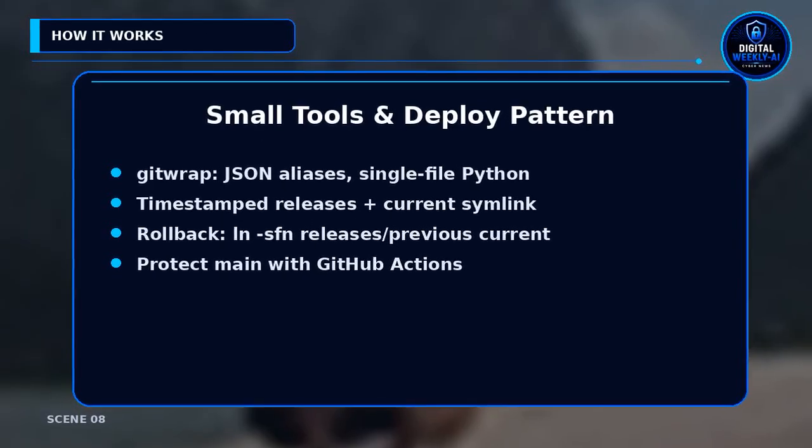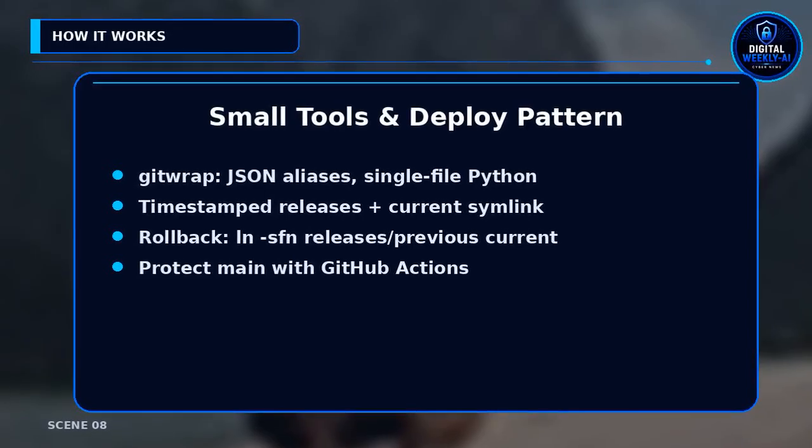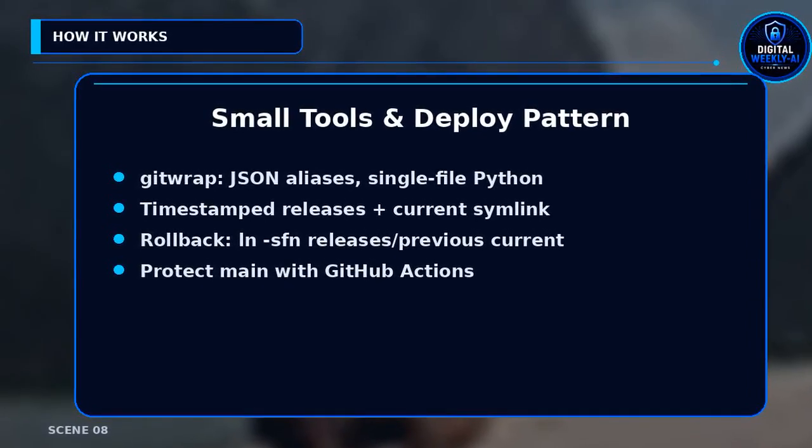Smaller but practical tools. GitWrap is a single-file Python wrapper that reads aliases from JSON and is symlinked into your path. Extra words after the alias are appended. Unknown commands pass through to Git.